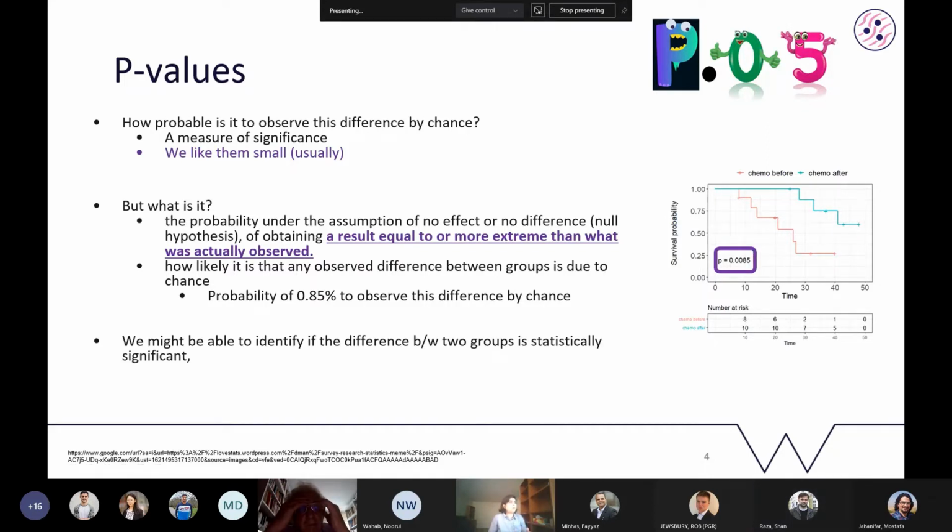Now, we might be able to identify if there is a statistically significant difference between two groups. However, using p-values alone, we cannot quantify the effect of the variable using which we have performed stratification. We need something else for that, to see what is the effect of the particular variable that we have used to group into these two groups.